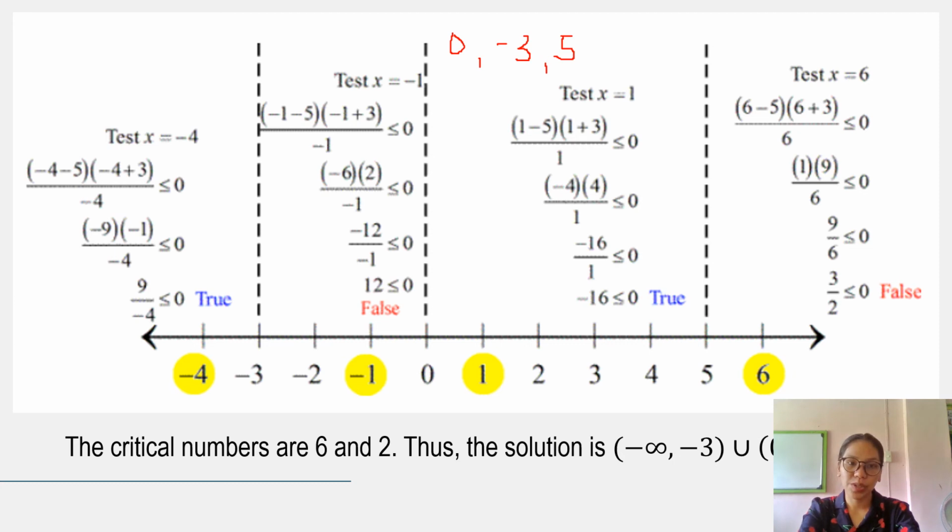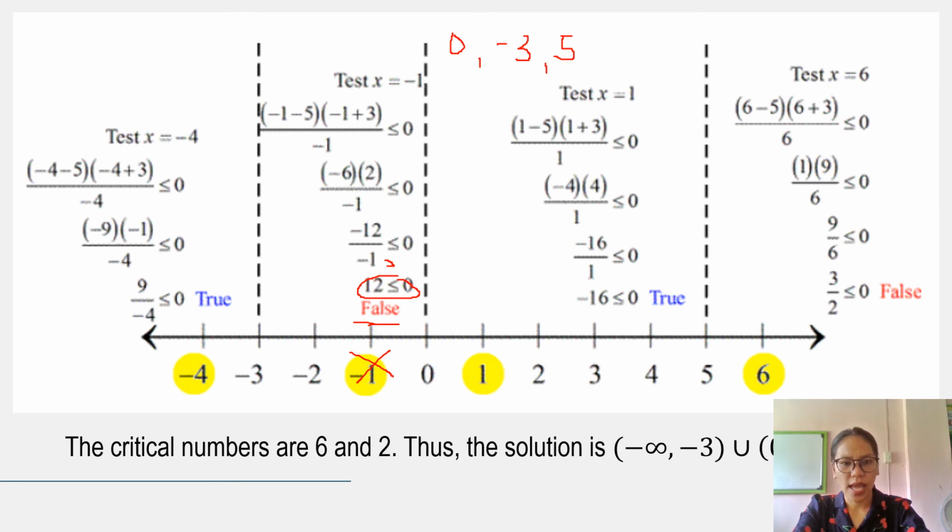If we're going to substitute, negative 1 minus 5 times the quantity of negative 1 plus 3, all over negative 1. That will be negative 1 minus 5, that is negative 6. Then negative 1 plus 3 will be negative 2, all over negative 1. Take note that negative 12 over negative 1 is equal to 12. That is not less than or equal to 0 since that is greater than. So dapat greater than yan. Since this is false, hindi kasali x din ito.